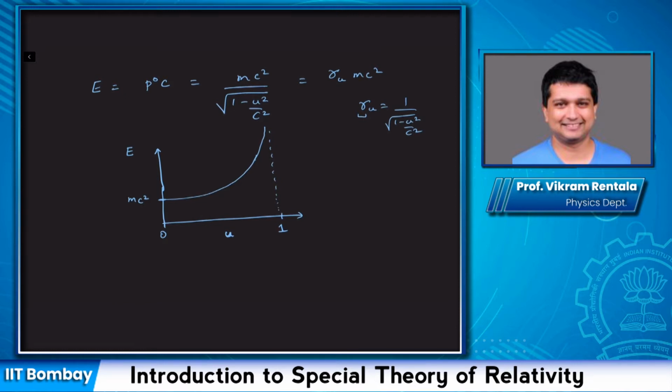At low speeds, what you would see is that there is a correction to the energy, which is half m times u². That is, it behaves like a quadratic function of u for small values of u. But as u gets larger and larger, the energy goes on increasing, till you reach infinite energy when u approaches c.